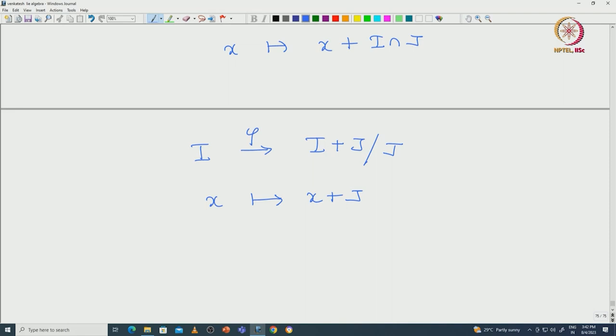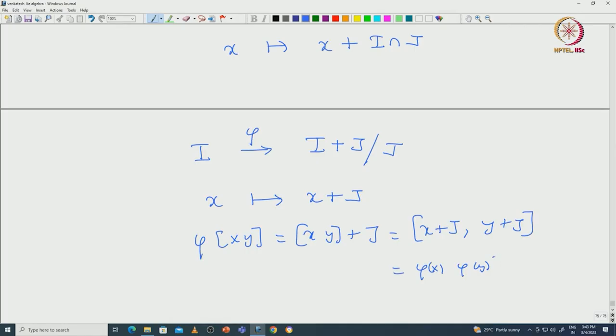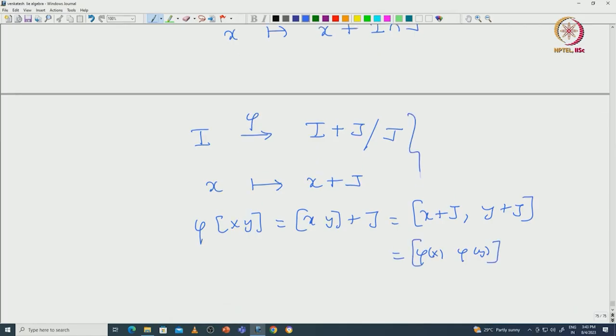This is actually a C-linear map, that is also obvious to verify, and this is actually a Lie algebra homomorphism. That is also obvious, because phi of the bracket [x, y] is nothing but the bracket [x, y] plus J, which is nothing but [x plus J, y plus J]. That means this is the bracket [phi of x, phi of y]. So that verifies that this is a Lie algebra homomorphism.